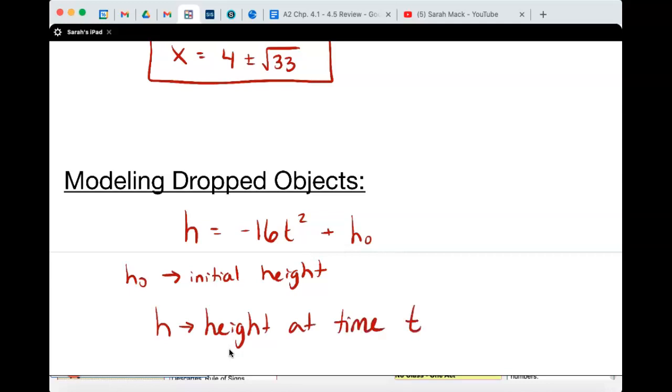Negative 16 is always there because that's like the force of gravity on the object. We're going to use this later. We're going to modify it to include velocity. So you should just start learning this because it'll make it easier later on.